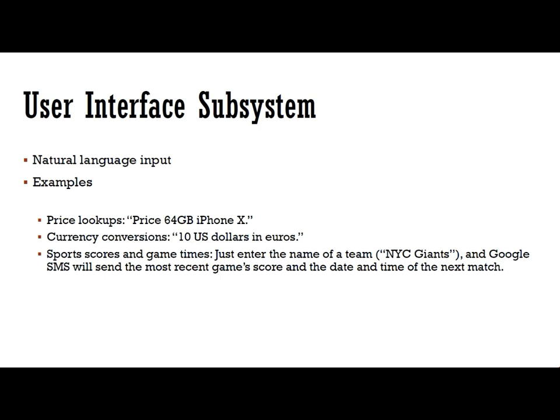Just enter a name in New York teams. Google's SMS will send you the most recent game scores. And this is how we can use the natural language. We don't have to know any coding. We just talk to Alexa or whatever we want, and it understands what we're talking about.